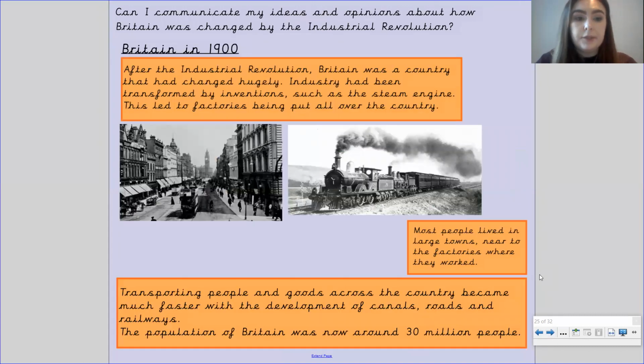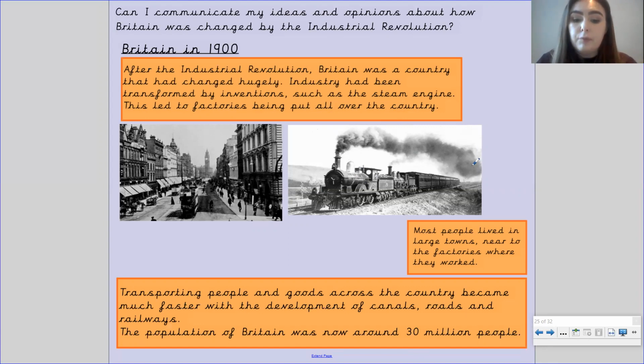So Britain in 1900. After the Industrial Revolution, Britain was a country that had changed hugely. Industry had been transformed by inventions such as the steam engine, which you can see here. And this led to factories being put all over the country. Most people lived in large towns near to the factories where they worked. Transporting people and goods across the country became much faster with the development of canals, roads, and railways. So by canals, we mean like rivers with boats.